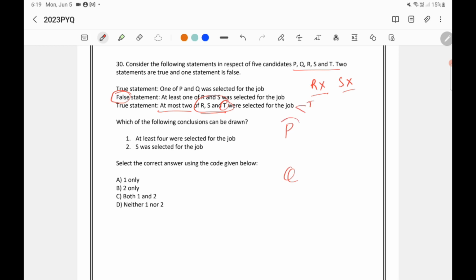So from the first statement we got that P was selected. So along with P, T could be selected. Also along with Q, T could be selected. Or along with P, T won't be selected.